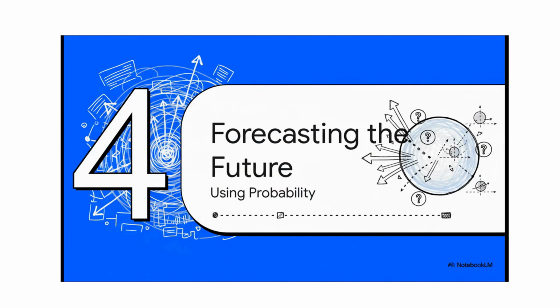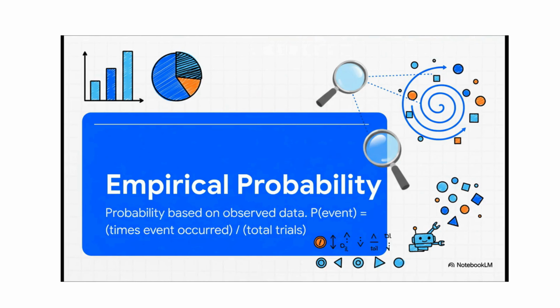So far, we've just been looking at clues from the past, right? Figuring out what already happened. But the real goal, the real magic of being a data detective is using that evidence to predict what might happen in the future. This is where we go from being historians to being fortune tellers. Well, sort of. And for that, we use a tool called empirical probability.